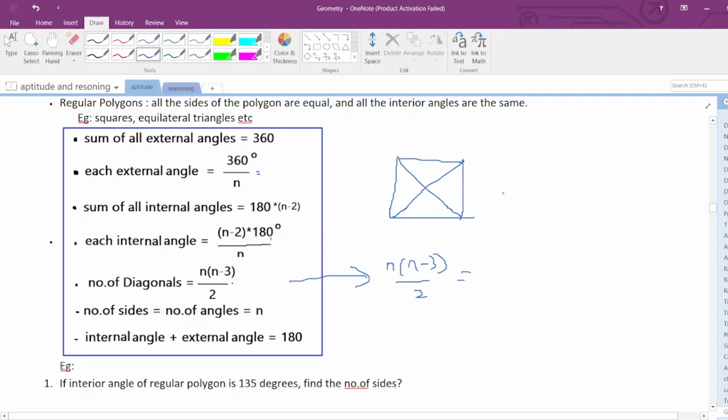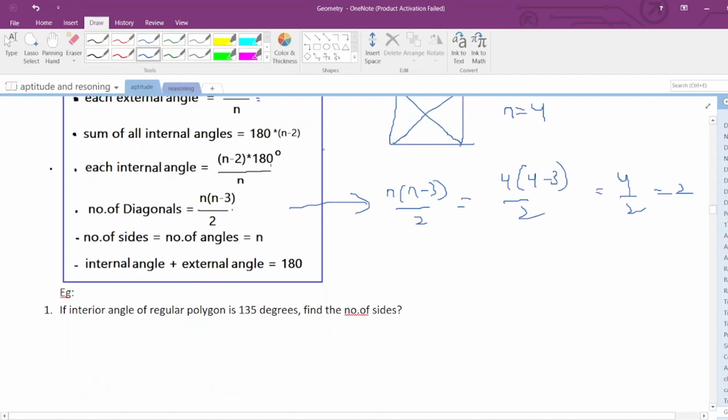For a square, the number of sides n is equal to 4, right? So substitute n is equal to 4. 4 into (4 minus 3) by 2, which is equal to 4 into 1, 4 by 2, which is equal to 2. Hope it's clear. If you take a pentagon, it will be 5. If you take a hexagon, it will be some other value. So this is about finding the number of diagonals, where n is equal to the number of sides or angles.